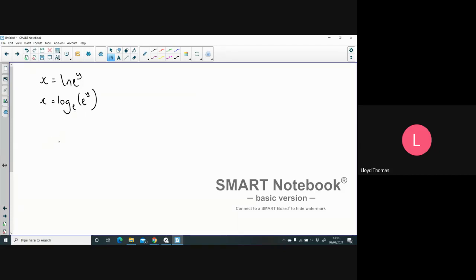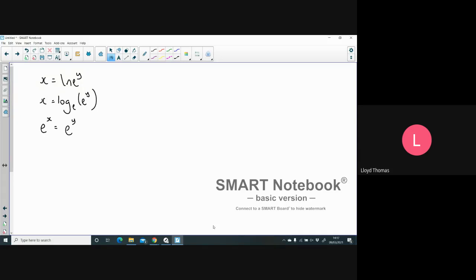This could be rewritten without logs. This bit on its own on the other side is the power. So e to the power of x, e being that bit there, x being that bit there, is equal to this bit in the bracket, e to the y. So the answer is just this bit up here, because x is equal to y. So that's where it comes from.